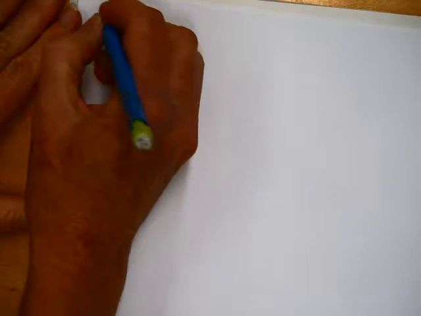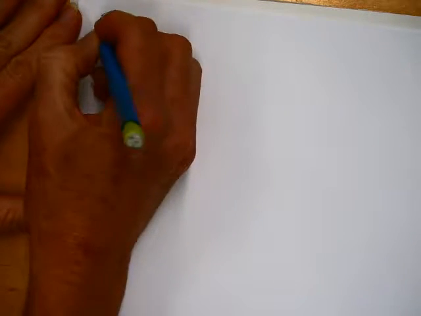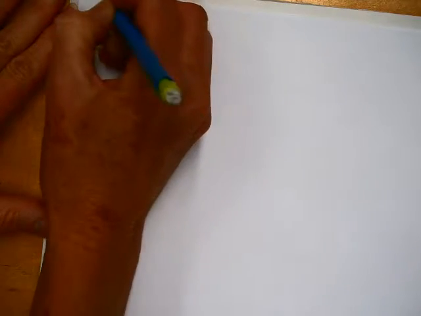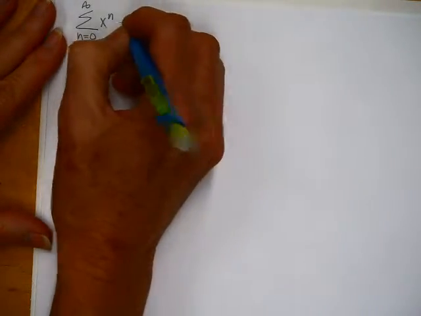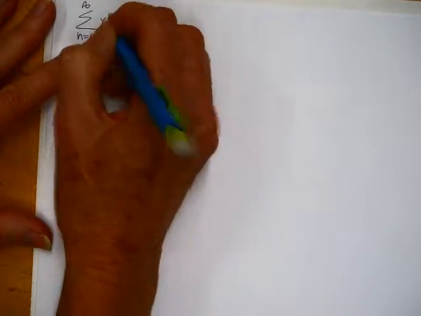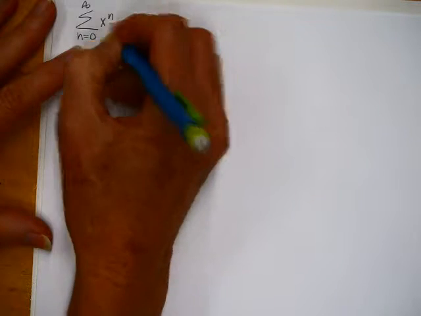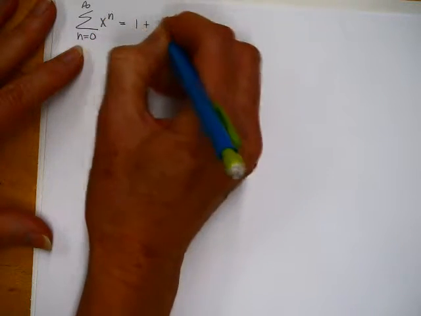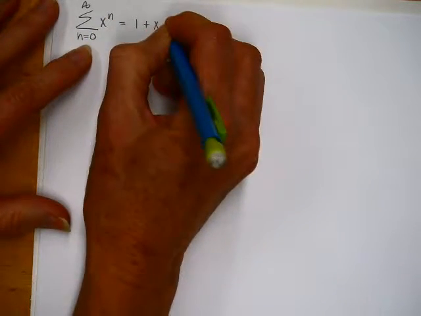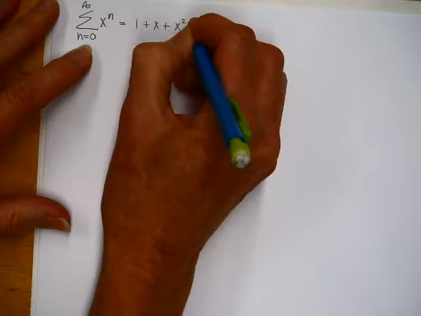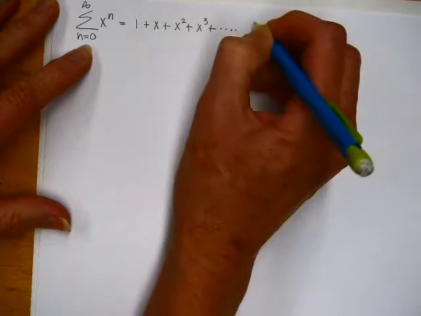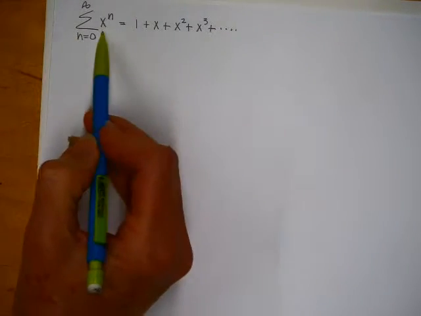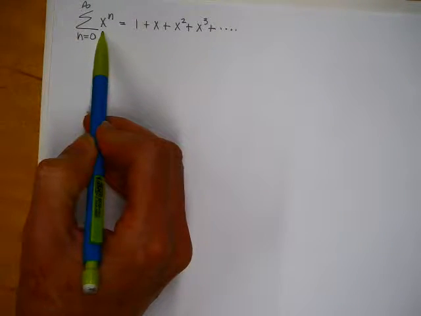Alright, I'm going to go back to this series, n equals 0 to infinity x to the n. Just this basic power series. If you expand it, then you get x to the 0, which is 1, plus x to the first, plus x squared, plus x to the third, plus forever. Remember, x is a variable.